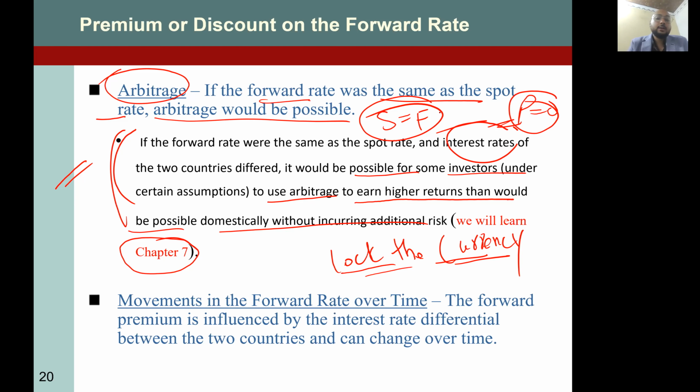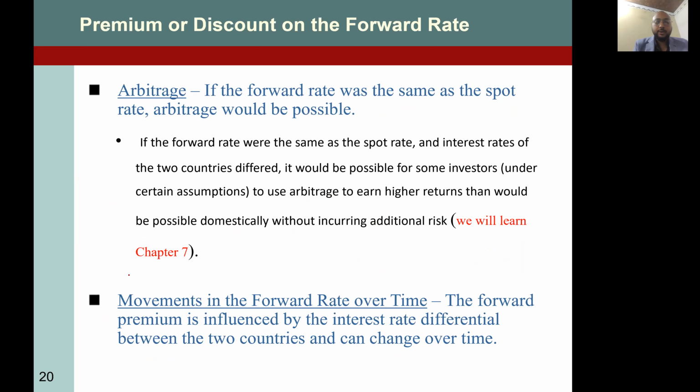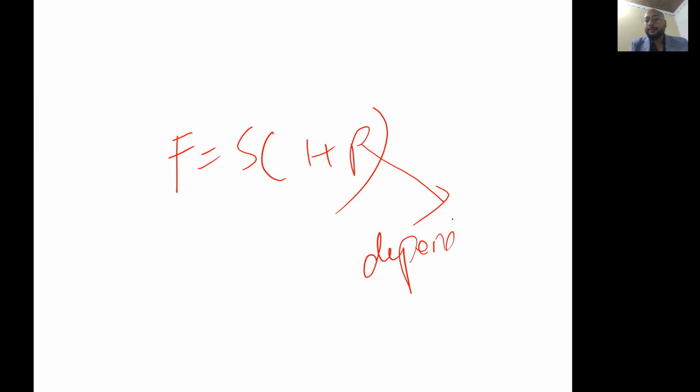All right. So the movement in forward rates over time is that the forward premium is influenced by the interest rate differential between the two countries and can change over time. So the question we will be answering is that we know that forward is equal to spot times 1 plus the premium. They are saying that this premium depends on the interest rate differential between two countries.